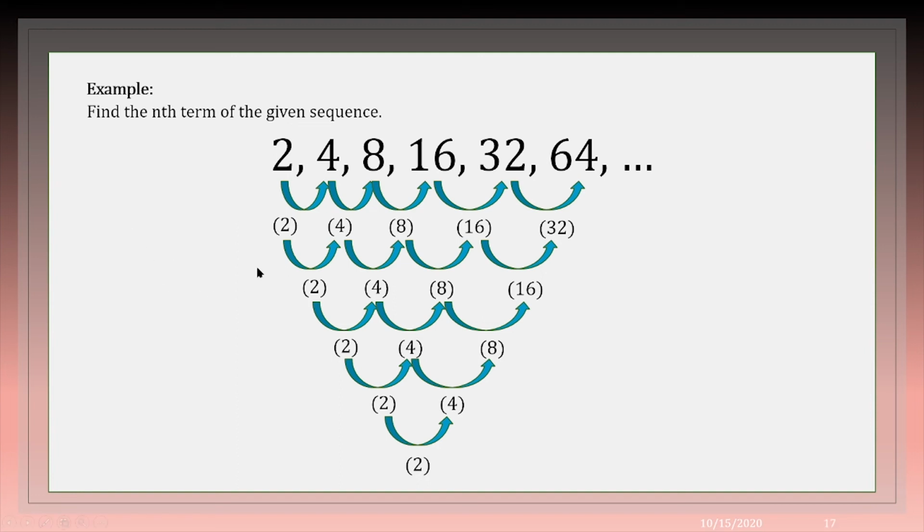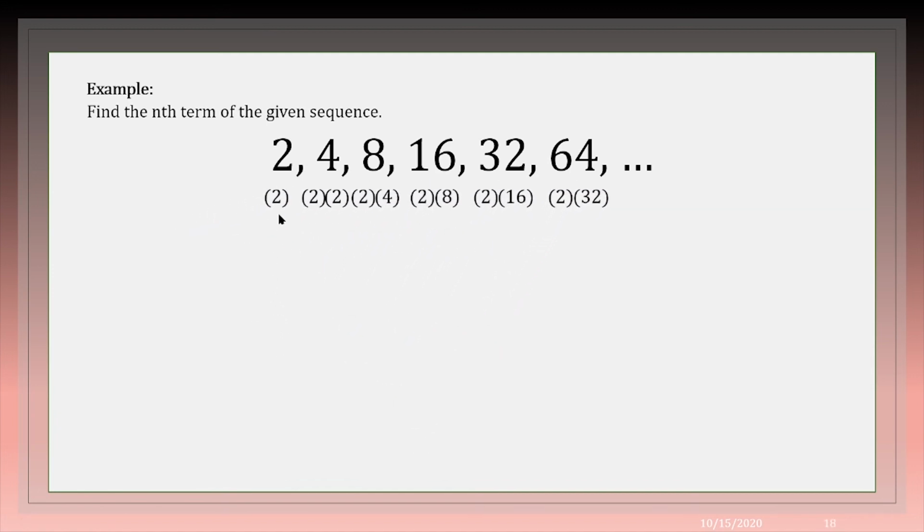Diba? So, tingnan nga natin. Let us multiply the value of 2 sa first level of difference natin. Pag pinag-multiply natin siya sa first level, ganito magiging sagot niya. So, 2, ito pa rin siya, diba? Then, 2 times 2 is 4. 2 times 4 is 8. 2 times 8 is 16. 2 times 16 is 32. 2 times 32 is 64.